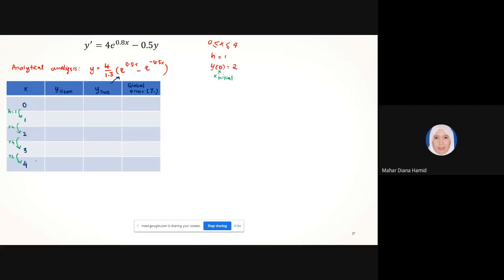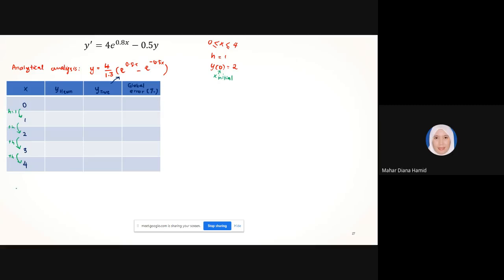So for example, if you have h as 0.5, therefore we are going to have an increment of 0.5. So it will start from 0, 0.5, 1, 1.5, and so on. So you have to be careful. Please do not assume that the step size would equal 1. You have to refer to the question itself. So we are going to have this table.